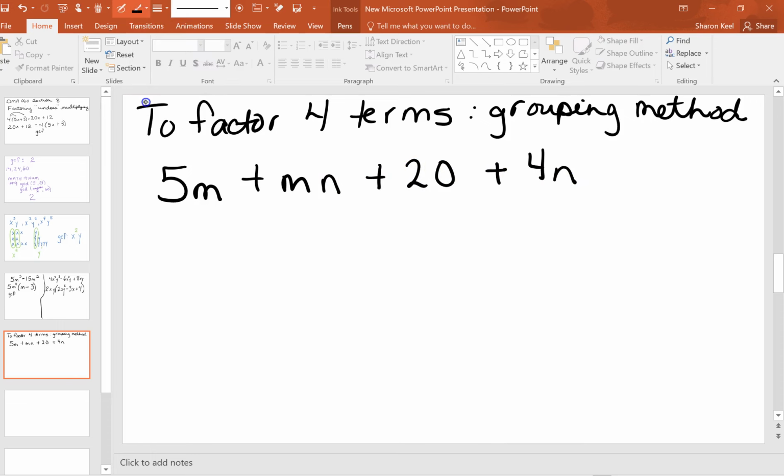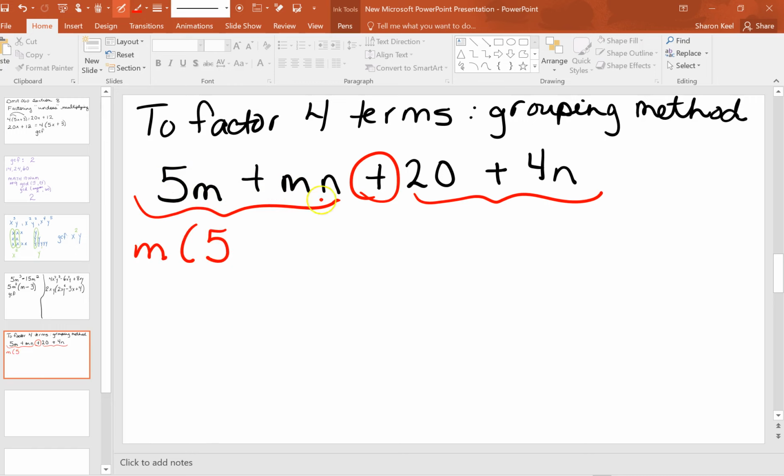The way I like to look at this is I'm going to factor the first 2, the last 2, and I'm going to use the sign that we have in the middle. My first 2 have a common factor of just the letter m. M from this leaves me with 5. M from here leaves me with plus n. I use the sign given. These 2 numbers, 20 and 4, have in common the number 4. 4 goes into 20 5 times. 4 goes into 4 once. I'm left with just an n.